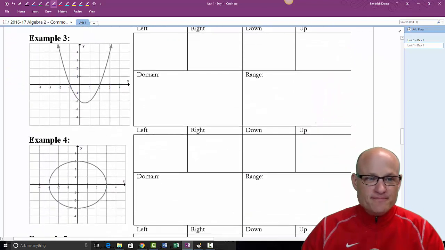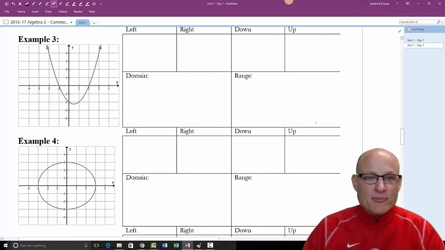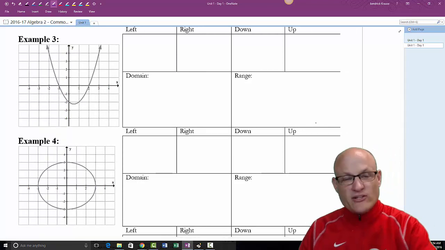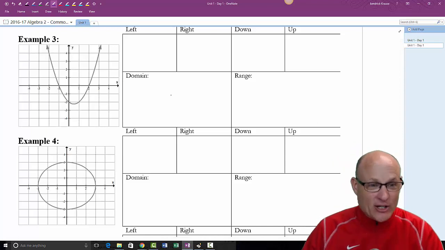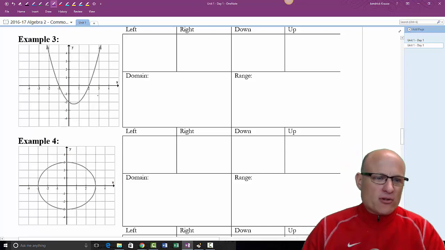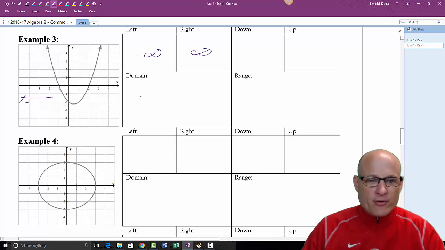All right, example 3. What happened to example 2? Oh, example 2 is on the other page. Sorry. Anyway, leftmost number, negative infinity. Rightmost number, positive infinity. Wow, there's a surprise.